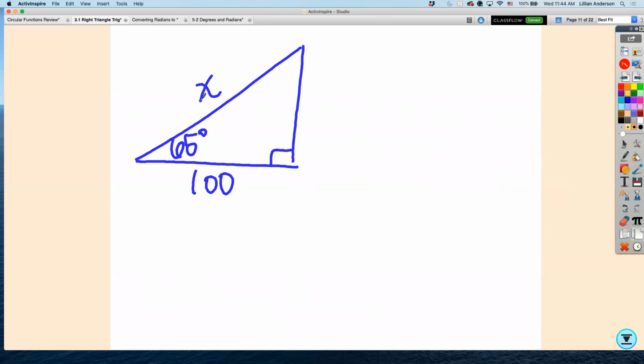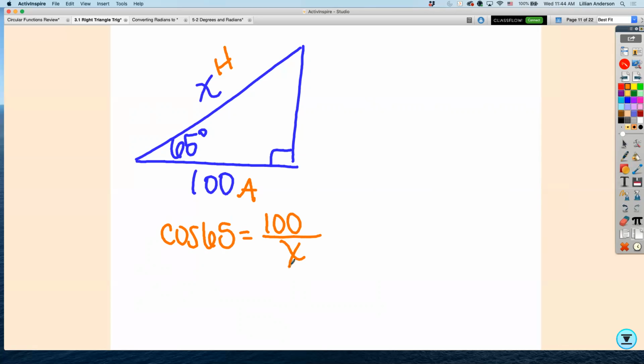What trig ratio am I going to use here? Wait, no. Sine, is it sine? Cosine. It'll be cosine because x is my hypotenuse, but 100 is my adjacent. It's next to that angle. So this will be cosine 65 equals my adjacent side over my hypotenuse.